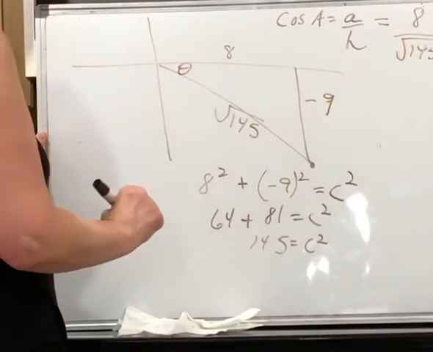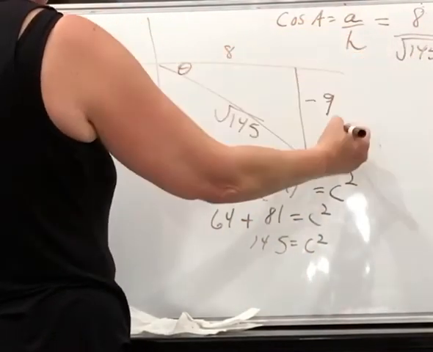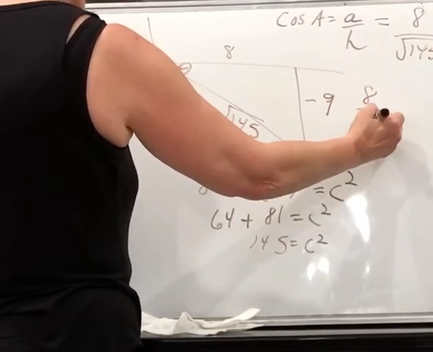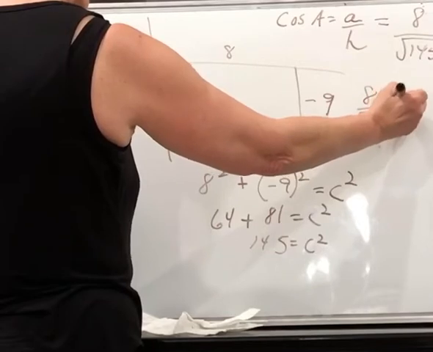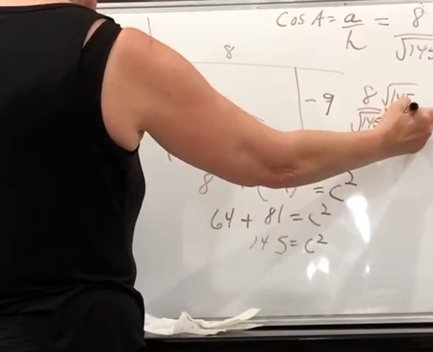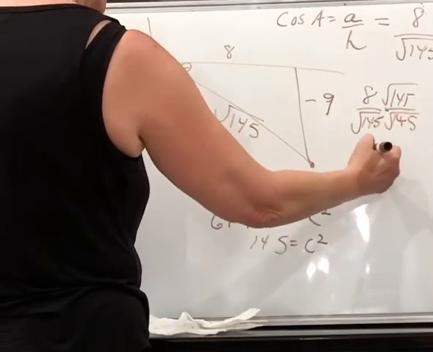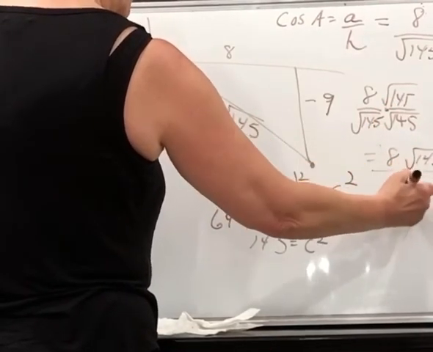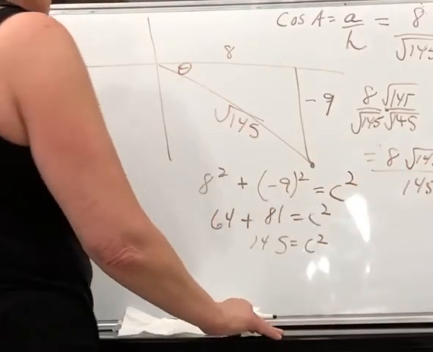Now when these are multiple choice problems, often you're not going to find it that way. You might have to rationalize that function, which means multiply by the radical over itself. So your answer would be 8 radical 145 over 145.